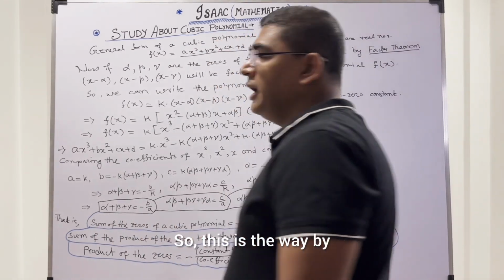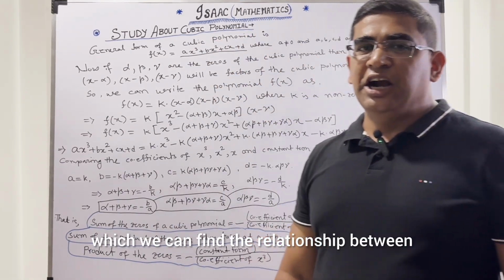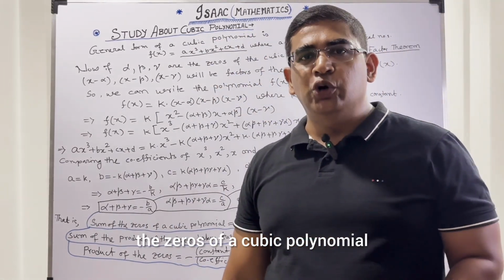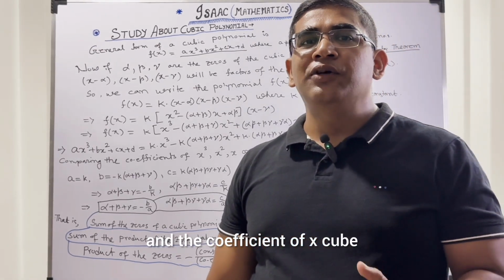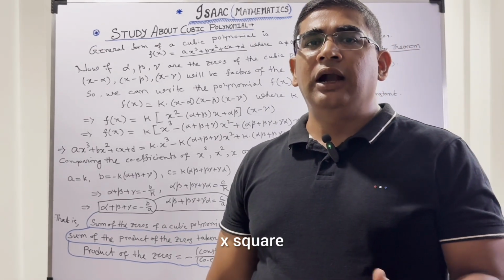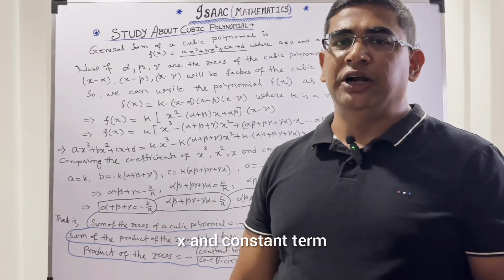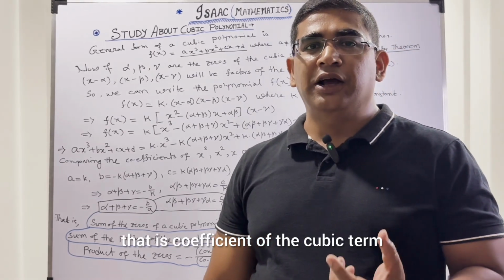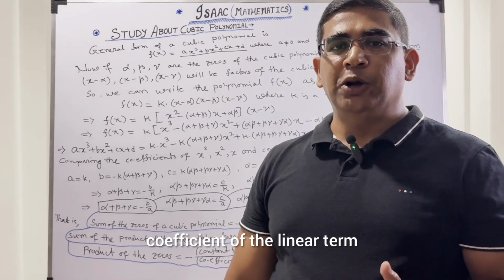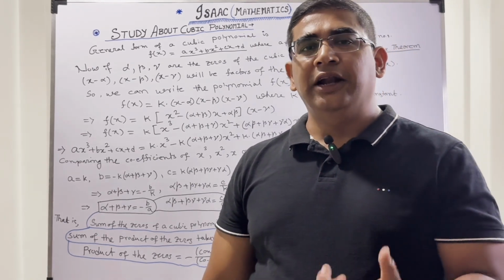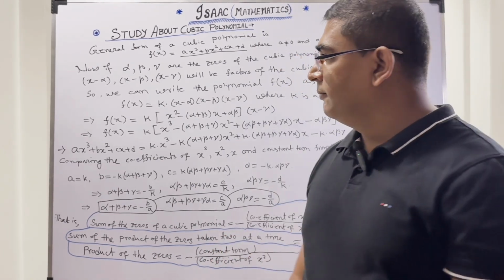So this is the way by which we can find a relationship between the zeros of a cubic polynomial and the coefficient of x cube, x squared, x and the constant term, that is, the coefficient of the cubic term, the coefficient of the quadratic term, the coefficient of the linear term and the constant.